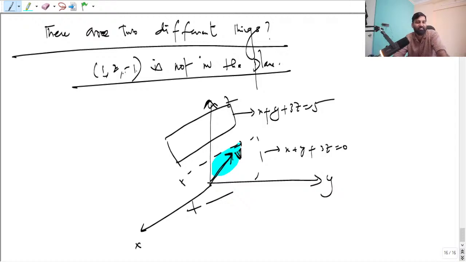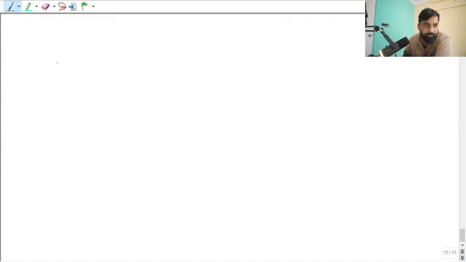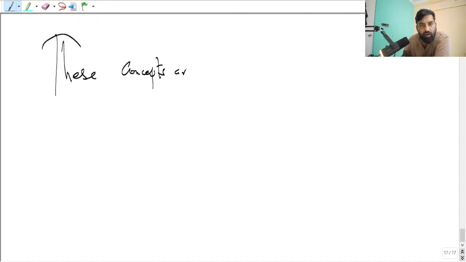So I think this is clear, right? These are the things I wanted to teach, and these are very important points. So please remember what I have told you regarding your plane equations and all, right? This will be very useful. These concepts are useful in linear algebra as well.